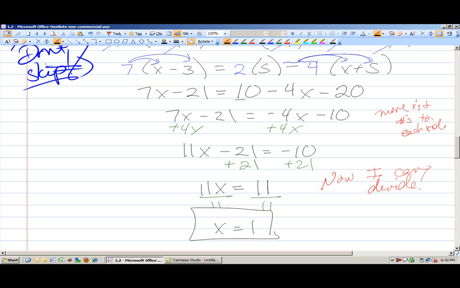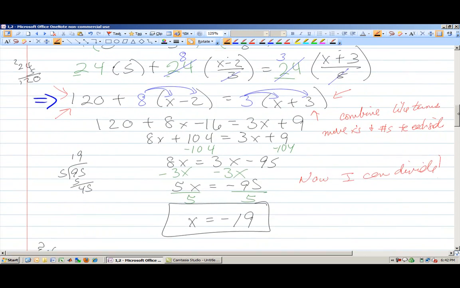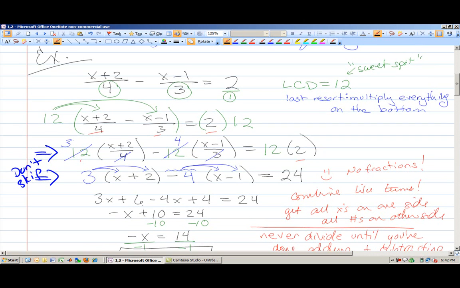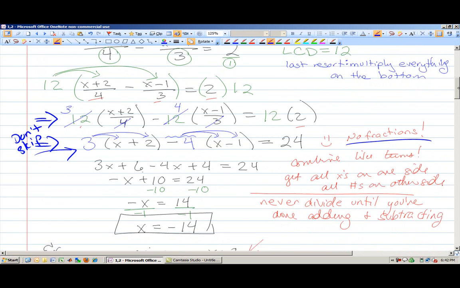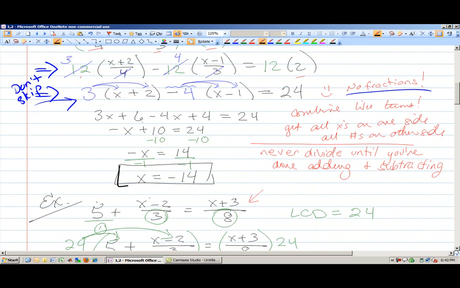Now I've got a super fancy, fantastic answer that I'm inordinately happy with. Alright. So this is everything we're doing with the fractions with only numbers on the bottom. So again, the point was we took something that was really ugly with fractions, multiplied the whole thing by an LCD, and what ended up happening was by the time we got to this step right here, we had no more fractions left, which made us super happy. Combine like terms, get everything on one side, all the x's on one side, numbers on the other, divide out, and then pretty quickly you get your solution.